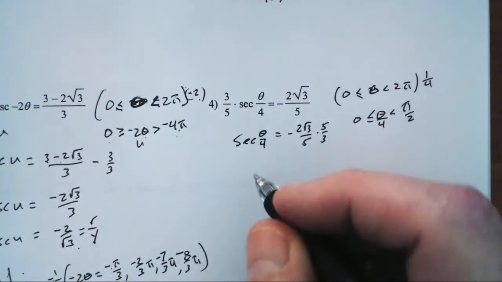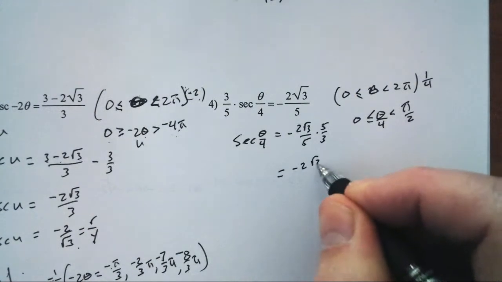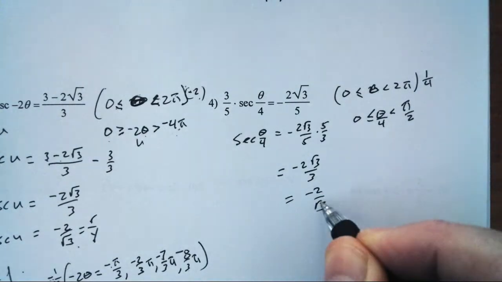Okay, so this is equal to, the 5's cancel, we get negative 2 square root of 3 on 3, which of course is negative 2 on square root of 3.